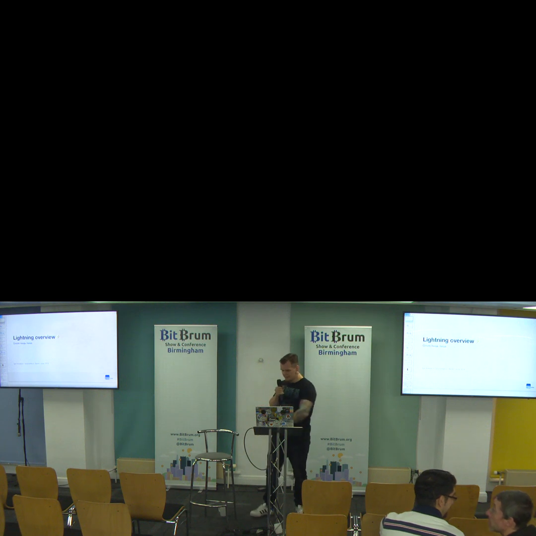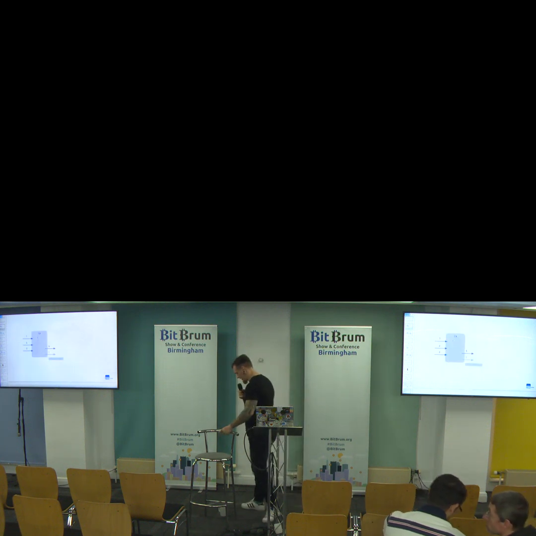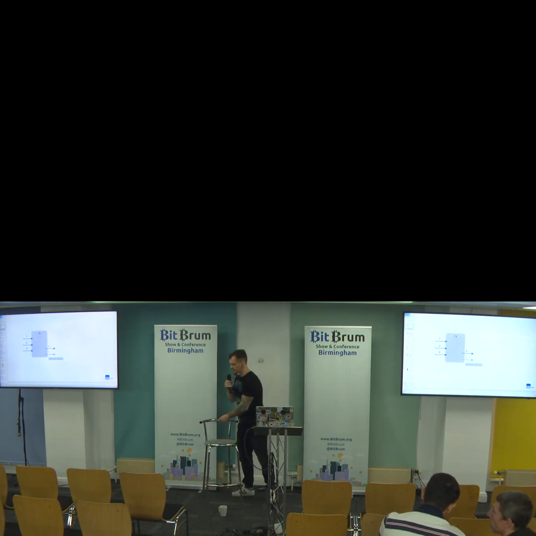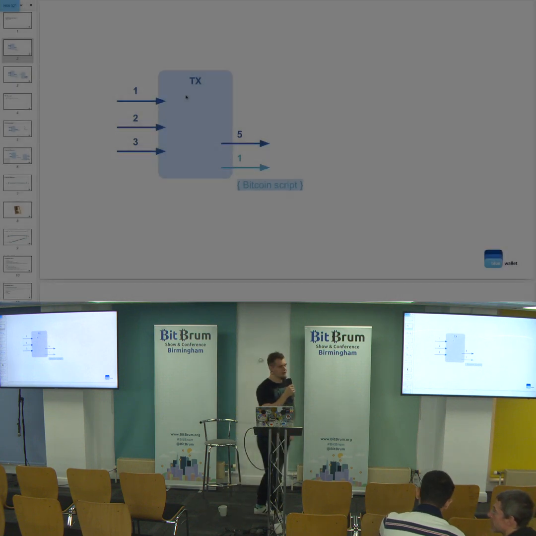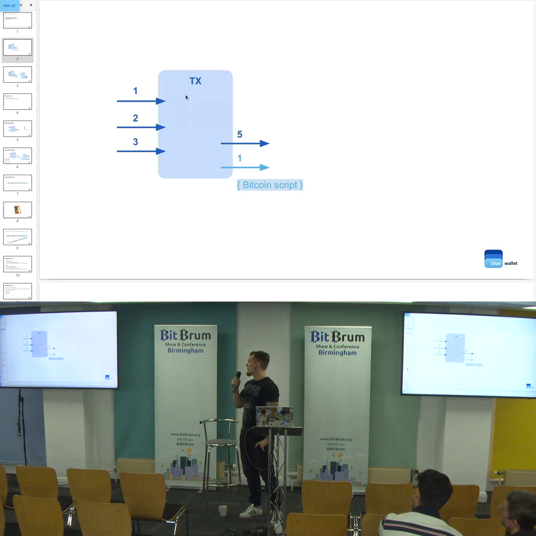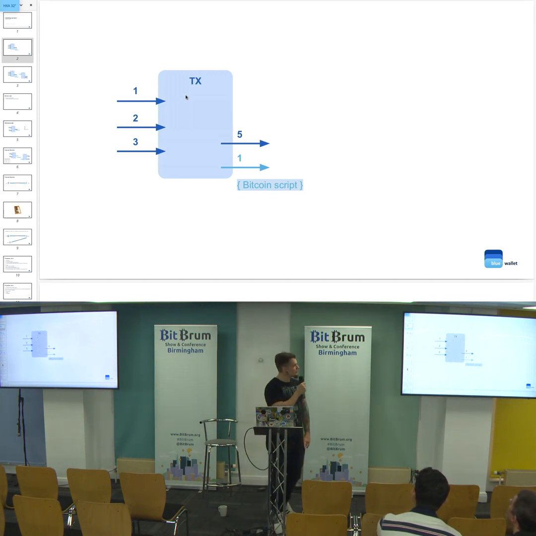Okay, so Lightning is a solution to the Bitcoin scaling problem. As we all know, Bitcoin currently handles like 7 transactions per second max, or like 9, I don't remember. Well, it's not enough, obviously. So Lightning is one of the proposals to scale Bitcoin transaction throughput. It's not the only one.